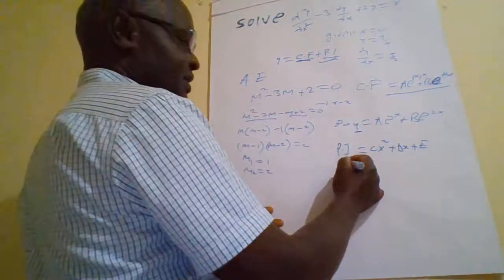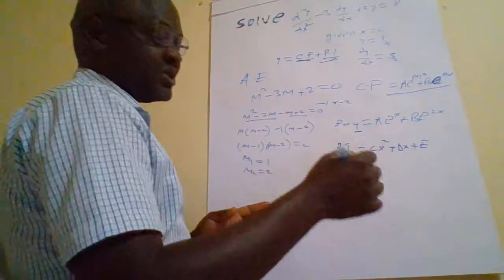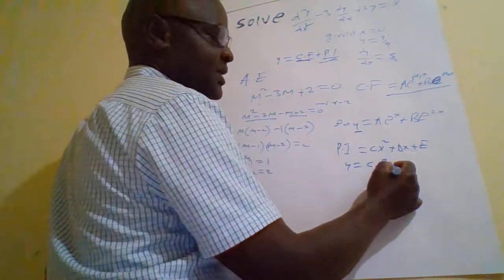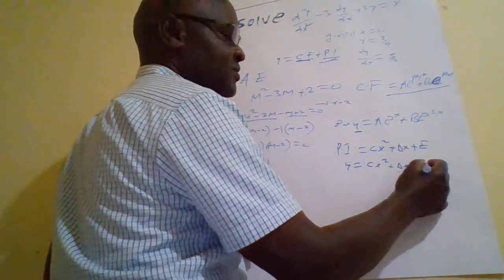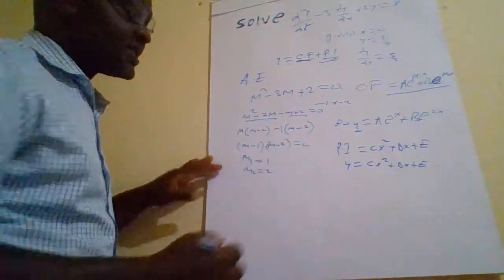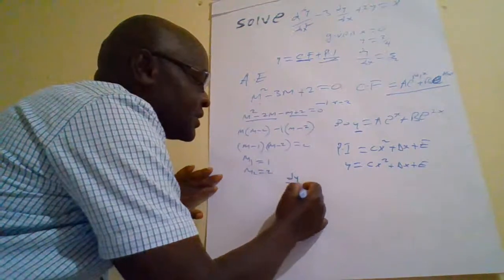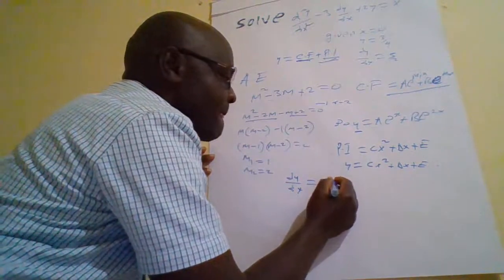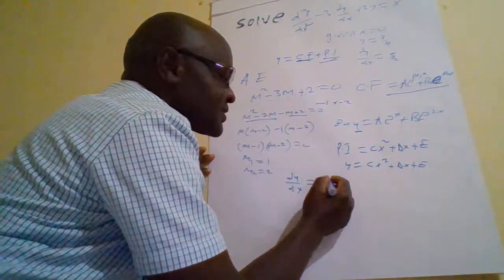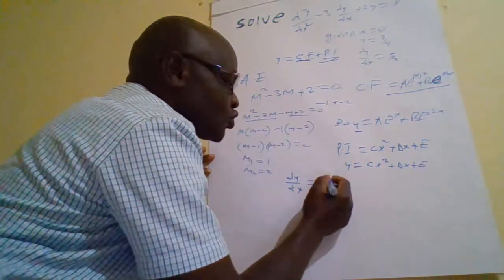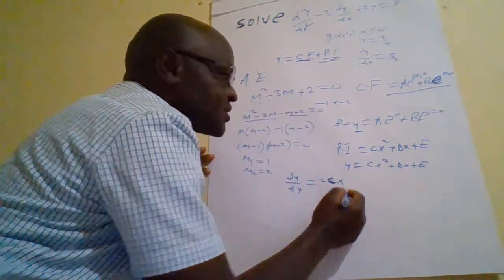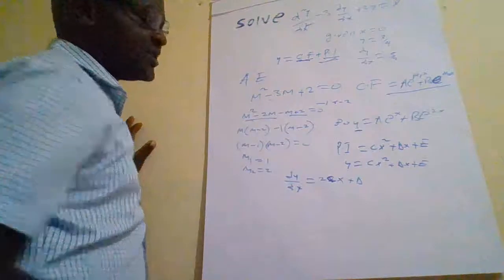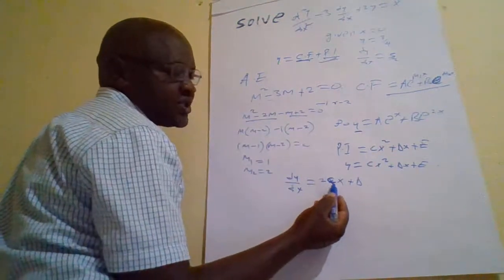So we can let y equal the assumed function, c x squared plus d x plus e. We differentiate this equation with respect to x, so dy/dx will be 2cx plus d. The e is a constant, and when you differentiate a constant, you get 0. So dy/dx equals 2cx plus d.